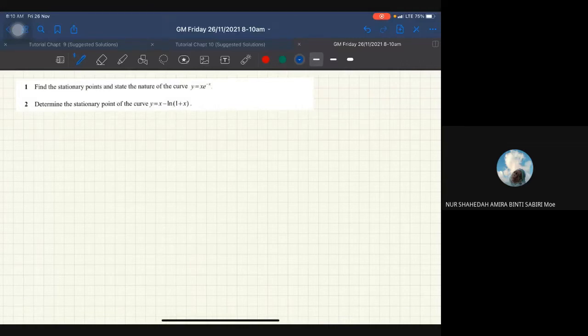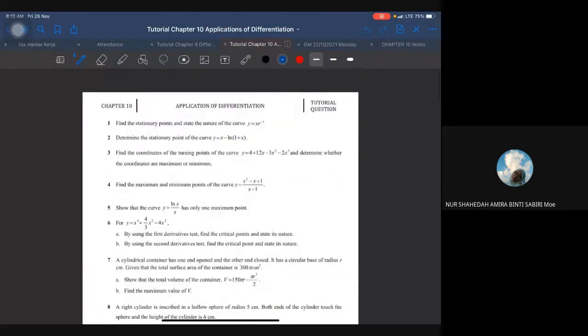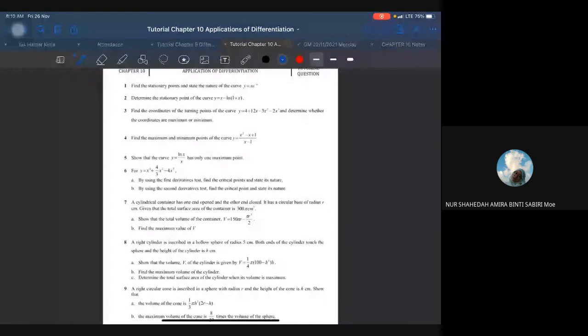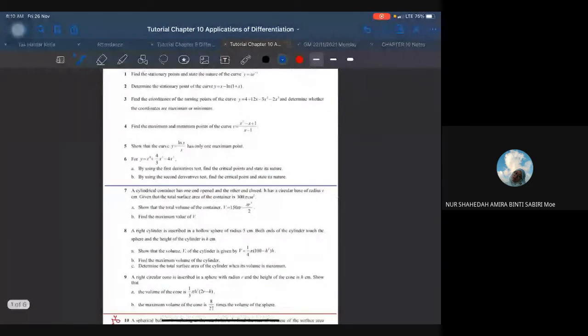Let's discuss 10.1. Okay, so kalau ikutkan soalan tutorial 10, chapter 10.1, there are 9 questions altogether. Yang melibatkan maximum problem. Ada tak daripada nombor 1 sampai nombor 9 ni yang ada masalah? 1, 2, 3, 4, 5, 6, 7, 8, 9, 8 P.